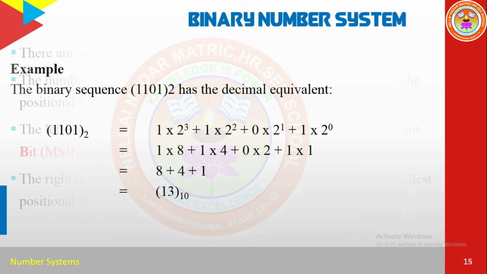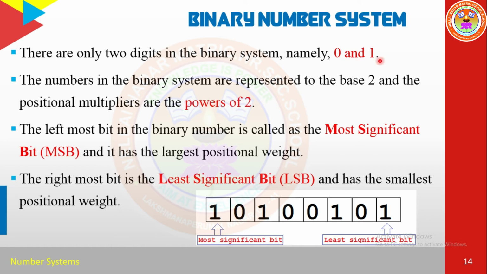Once again I repeat. Binary is a number system having two values, one is 0 and another one is 1. The numbers in the binary system are represented to the base 2, and the positional multipliers are the powers of 2. Number 3, the leftmost bit in the binary number is called MSB, the most significant bit, and it has the largest positional weight. The rightmost bit is the least significant bit, LSB, and it has the smallest positional weight.